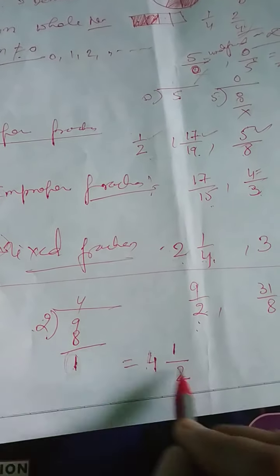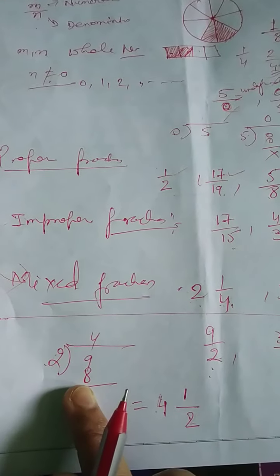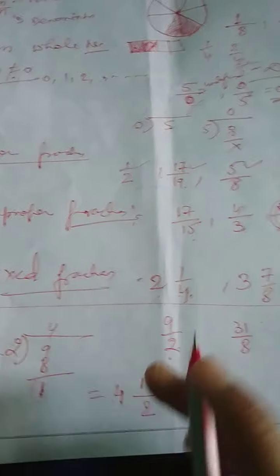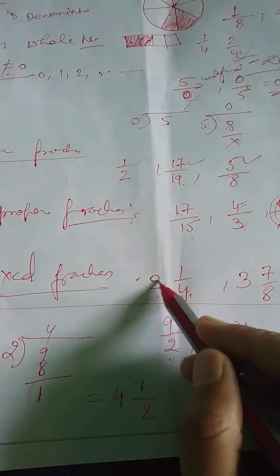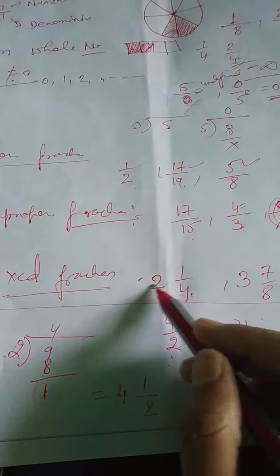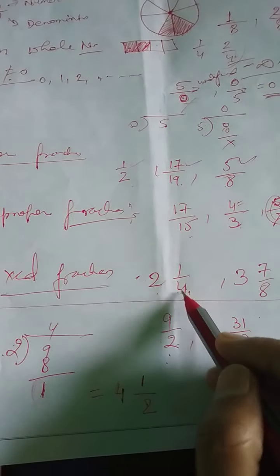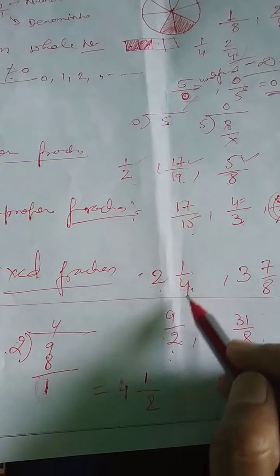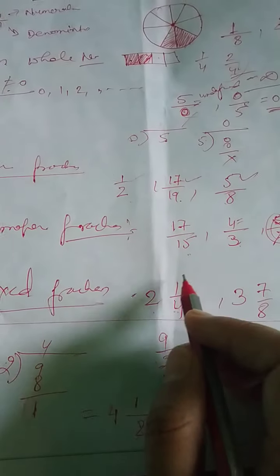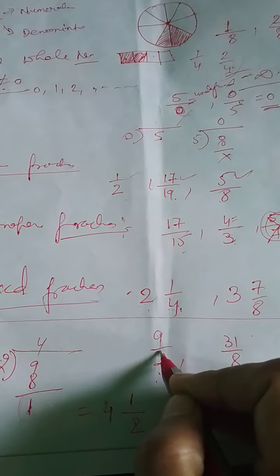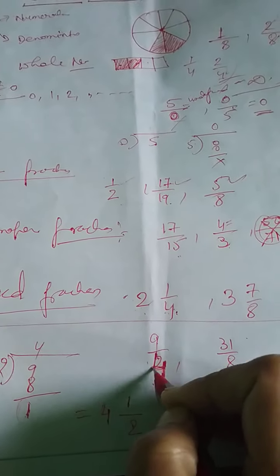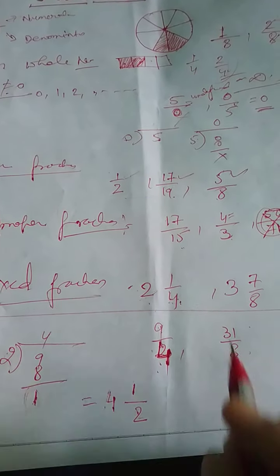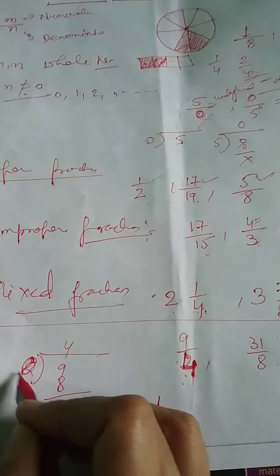This is the way you can change any improper fraction into mixed, or any mixed fraction into improper fraction, by multiplying this 2 and adding 1. And 9 by, actually, 2, not 4. Here it will be 4. Okay, so here will also be 4.